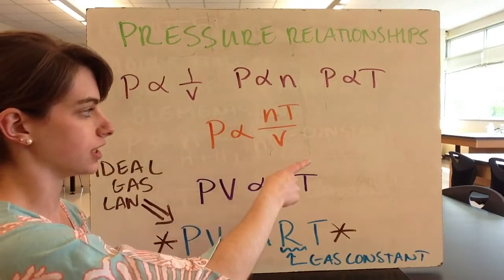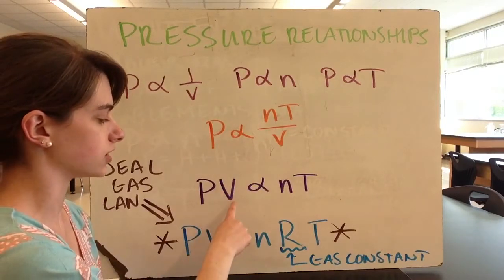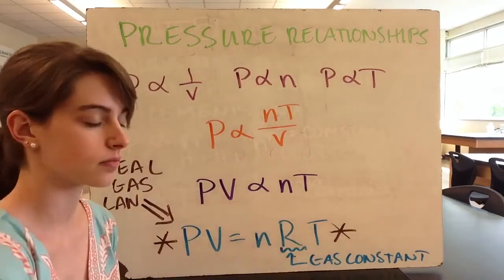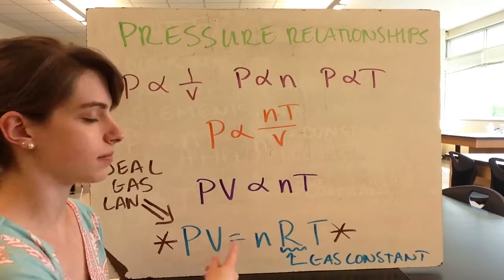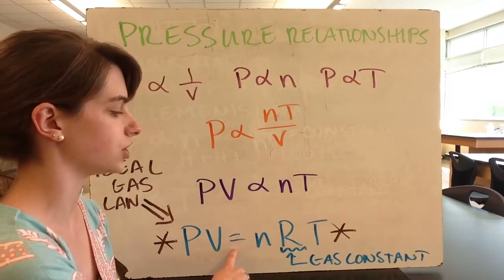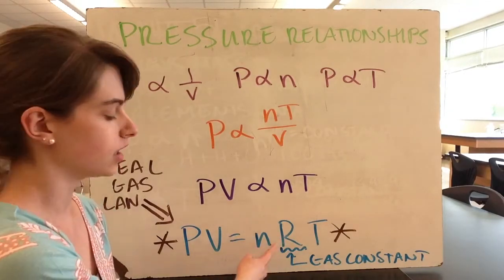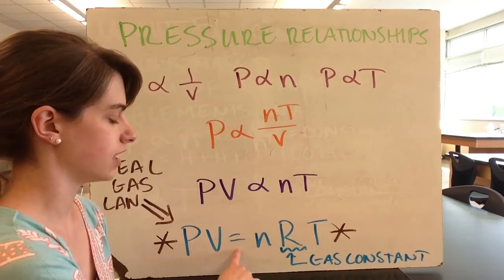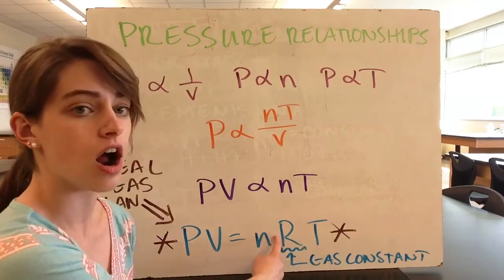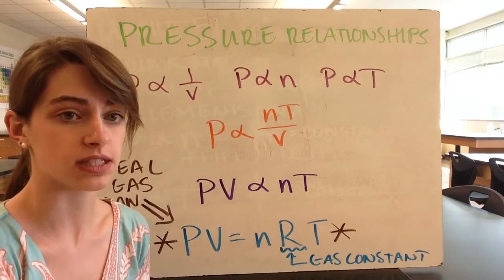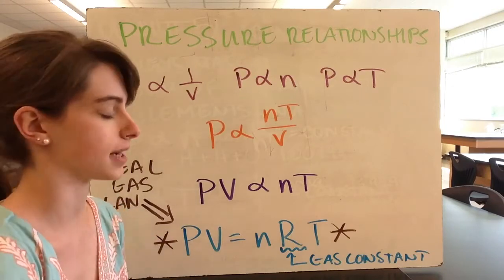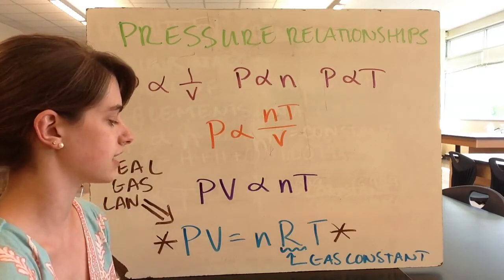If we rearrange this, we can say that pressure times volume is proportional to the number of moles times temperature. If we want to make this look like an actual equation, we can put an equal sign in here. In order to do that, though, you need a constant. So we have P times V equals N times T, and we have R. R is our gas constant. That's going to be a specific number that's going to depend on what units we're working in, but we'll always work with the same kinds of units. And we'll talk about that in a second.